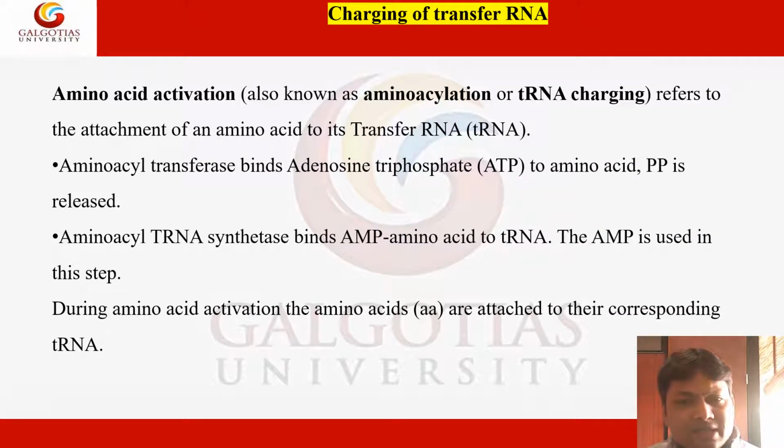Now the next step is the charging of transfer RNA. Amino acid activation, or charging of transfer RNA, is also known as the aminoacylation process. The aminoacyl-tRNA synthetase enzyme is used and it binds ATP to the amino acid, and one pyrophosphate molecule is released in this process. The synthetase binds the AMP-amino acid to the transfer RNA, and it is used in the next step. During amino acid activation, the amino acids are attached to their corresponding transfer RNA.